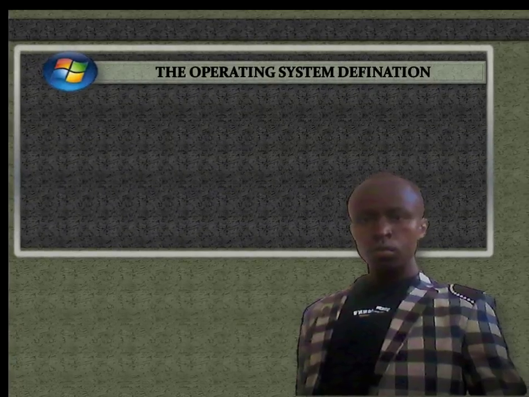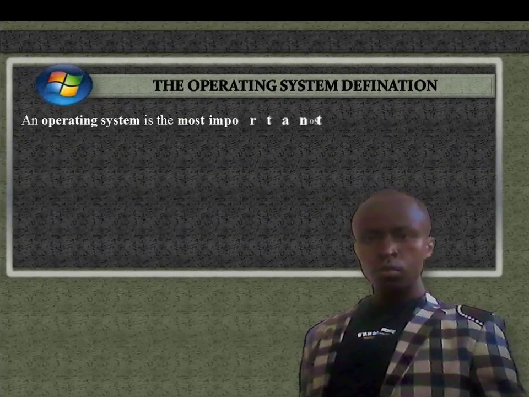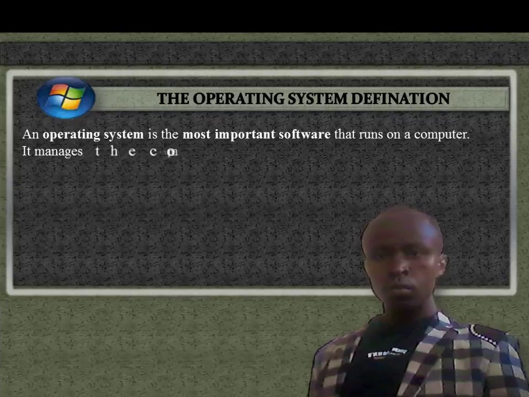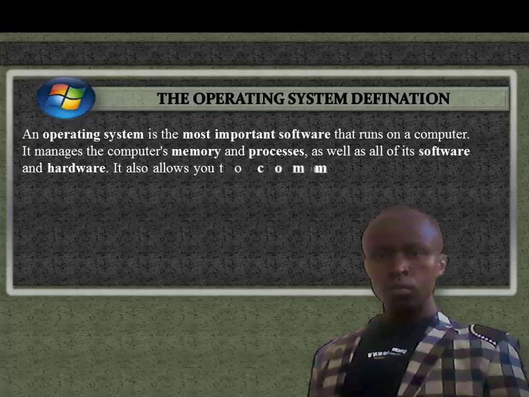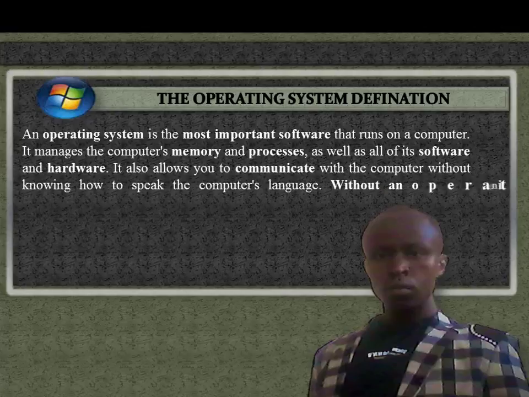First things first, let's start with defining an operating system. This is the most important software that runs on a computer. The work of this software is to manage the computer's memory and processes, as well as all of its software and hardware. It also allows you to communicate with the computer without knowing how to speak the computer's language. Without this software, your computer is useless.